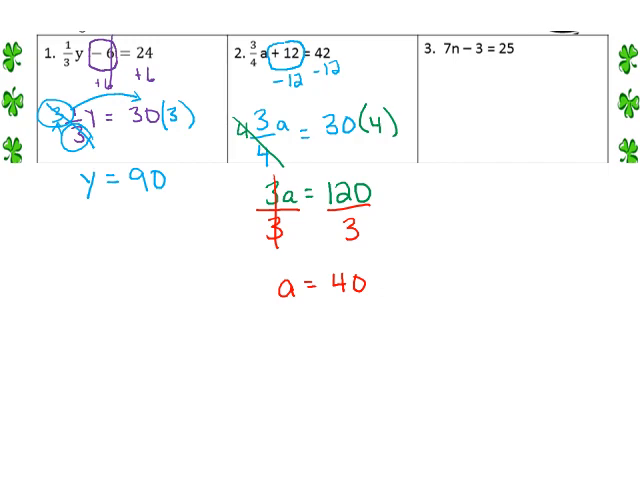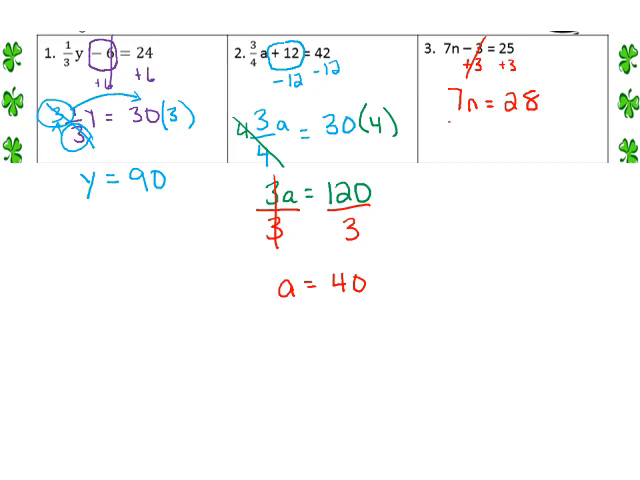Last example, 7n take away 3 is 25. The first thing I want to do is add 3. Those guys are gone. What I do to one side, gots to do to the other. 7n equals 28. 25 plus 3 is 28.